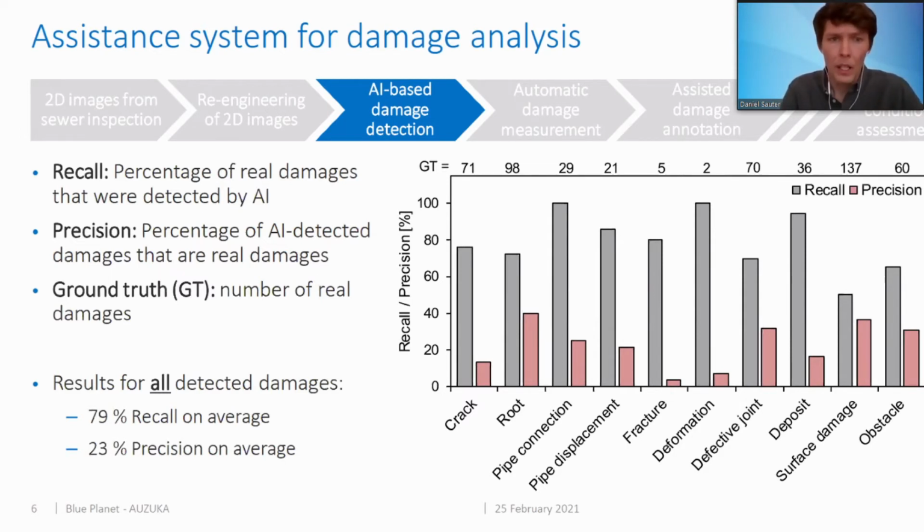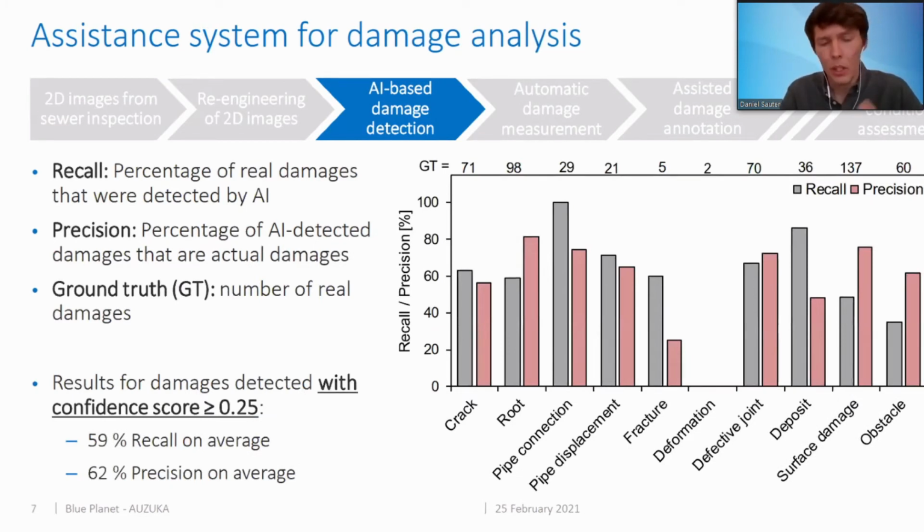So next slide, please. There's the possibility of adjusting the sensitivity of the AI, and that will result in missing some of the real damages. So the recall goes down a little bit, but the precision goes up to 60%. And this might be a more satisfactory result when you have to work with it and you don't have so many false positives. But we think that the practical experience with working with this software will reveal the optimal sensitivity of the AI that will result in the highest time saving.